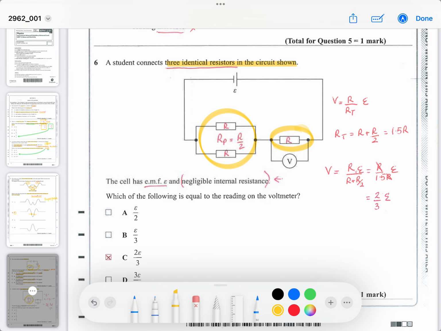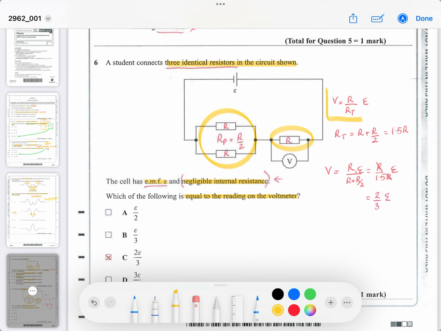They've told us that the cell has an EMF of epsilon and negligible internal resistance. So we can ignore the resistance of the cell. The following is equal to the reading on the voltmeter. So the voltmeter reading, how much will the share of the single resistor be? They want you to work out how much is the share of the single resistor.